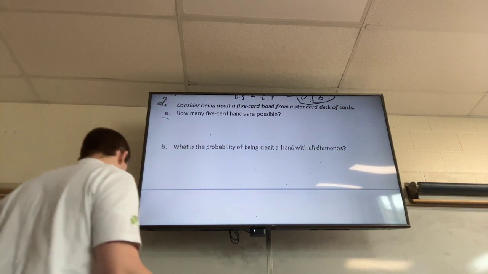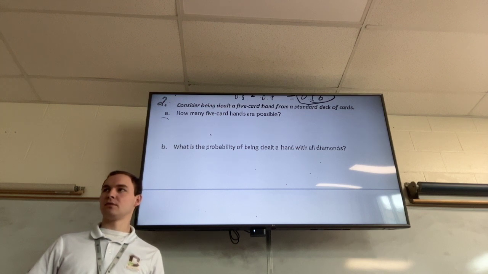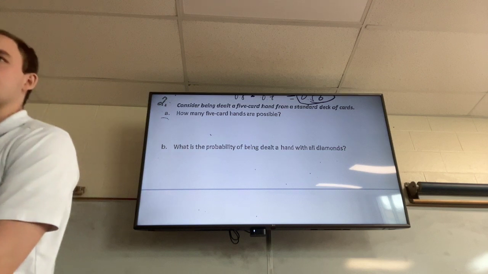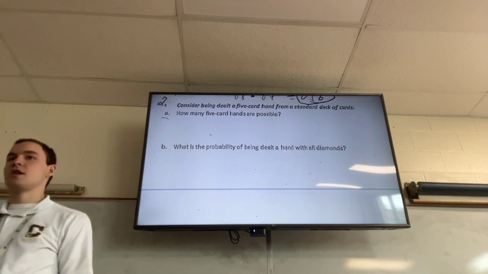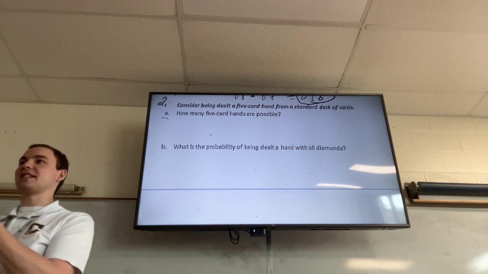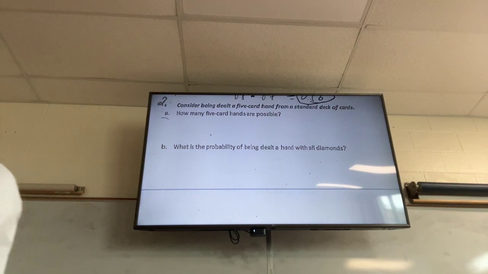52 choose 5, or 52 factorial? Why is it a combination and not a permutation? It's because order doesn't matter, right? If I'm dealt 2 jacks and 3 aces, that's the same hand as if I'm dealt the 3 aces and then the 2 jacks, right? So this one is 52 C 5.